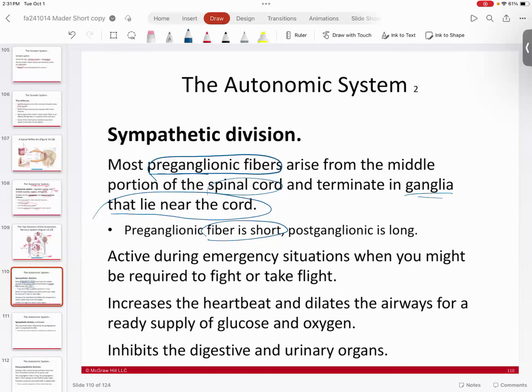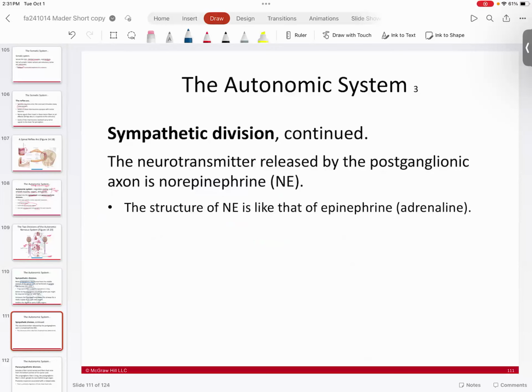And so ultimately, this is happening during emergency situations, stress situations. You either have to fight or you have to take flight. You have to run for your life. Typically, what's going to happen is it's going to increase your heartbeat and dilate your airways. It's going to get your system infused with glucose and oxygen so you can run and contract, but it's going to shut down your digestive system. Now's not the time to digest your food. It's going to shut down your urinary system, your reproductive system. Now's not the time to do any of that. Now's the time to run for your life.